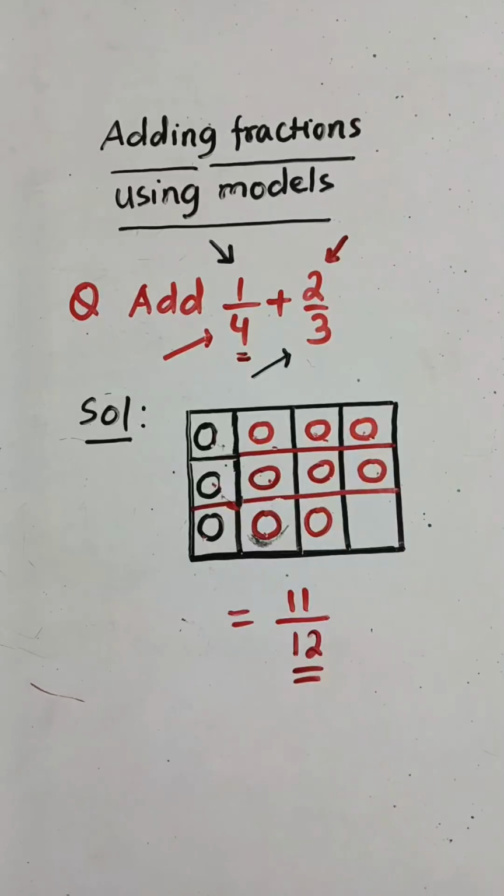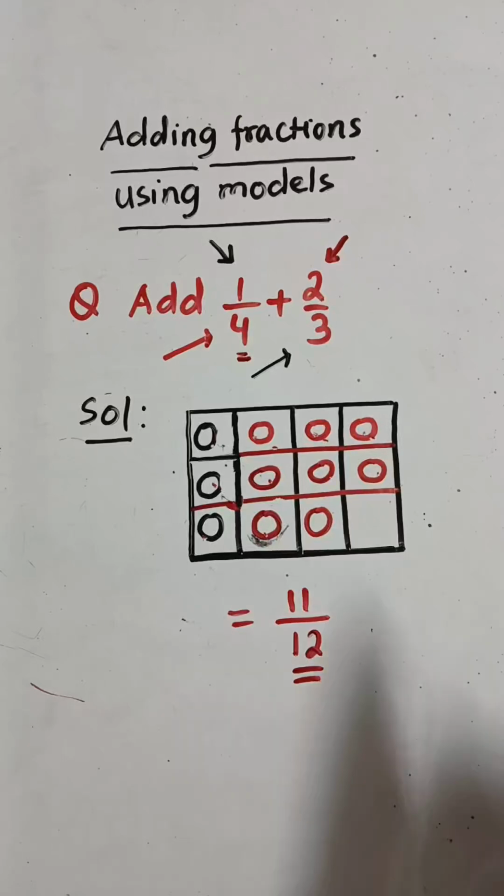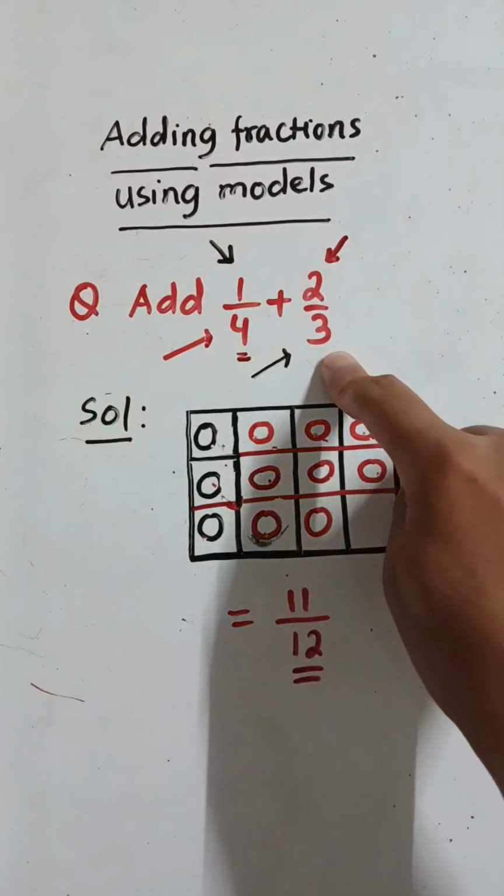So this is how we use a rectangular grid and counters to determine the answer when we add two fractions.